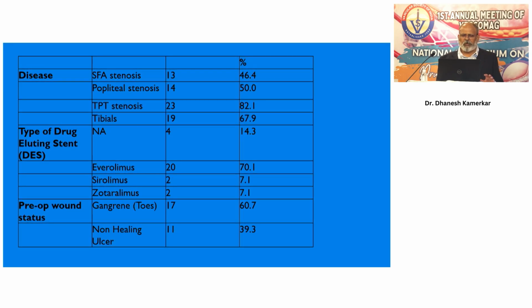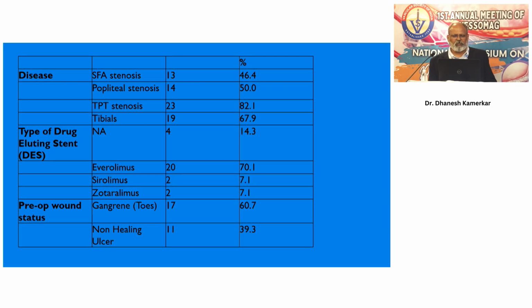The disease overlap and disease pathology: 13 had SFA stenosis, 14 had popliteal stenosis, 23 had TP trunk stenosis, and 19 had TBL. So it's an overlap of all these anatomical lesions. They all had drug-eluting stents.